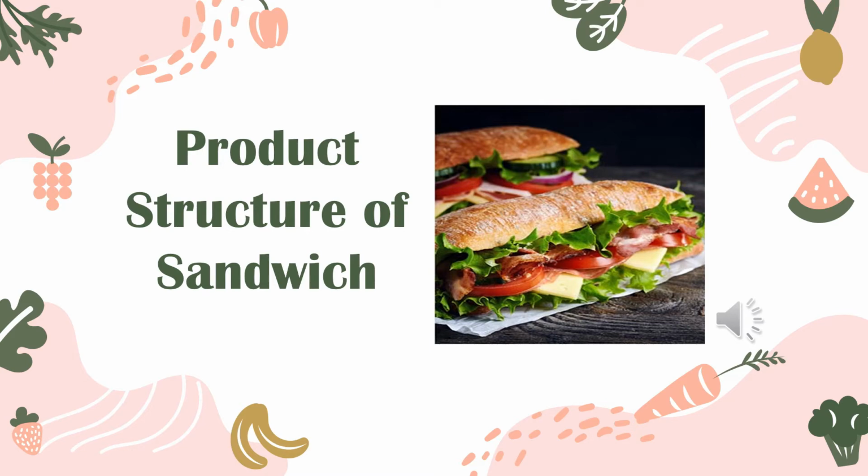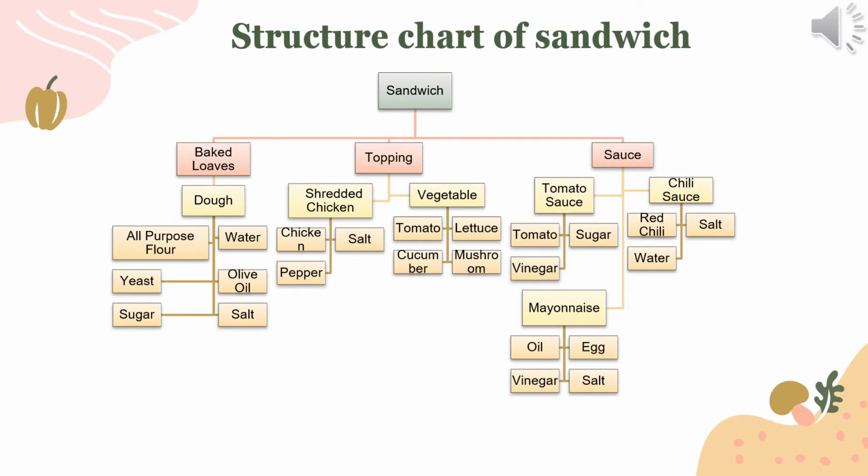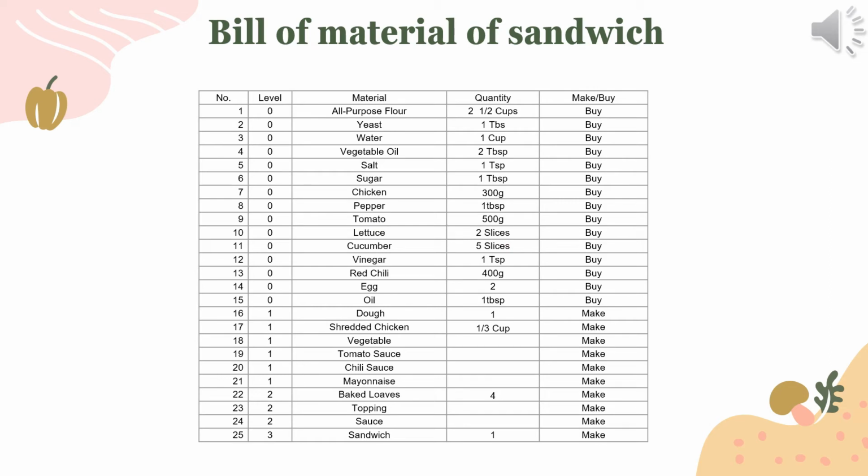You want a heavy meal but light in weight? Introducing the Dynamic Sandwich. And this is the structure chart of the sandwich. As you can see, the process of making the dough is almost the same as for pizza and kacang. And for the sandwich, we have topping, shredded chicken and vegetable. Referring to the BOM of the sandwich, from 25 ingredients, 15 ingredients we decided to buy and 10 ingredients we make.